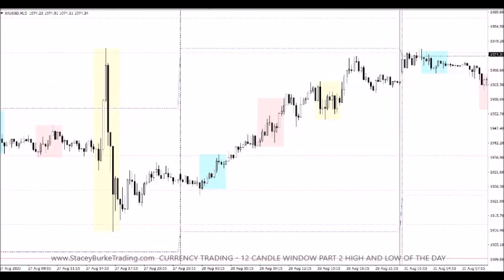So again, a question I get asked a lot is, will this work on gold or will this work on indexes? And you have to test that out yourself. Any market that has a high and a low will operate in the same capacity.